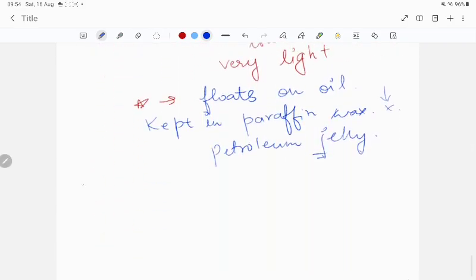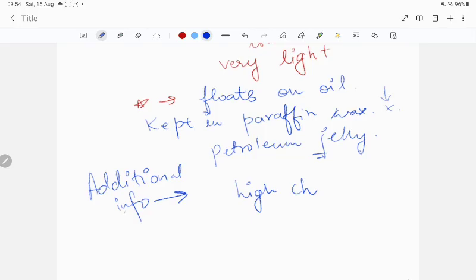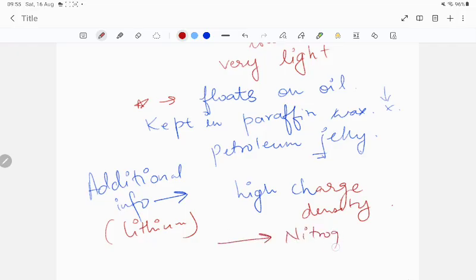Now here, let's learn some additional information about lithium also. Lithium is the only alkali metal with high charge density, and it reacts directly with nitrogen to form lithium nitride.